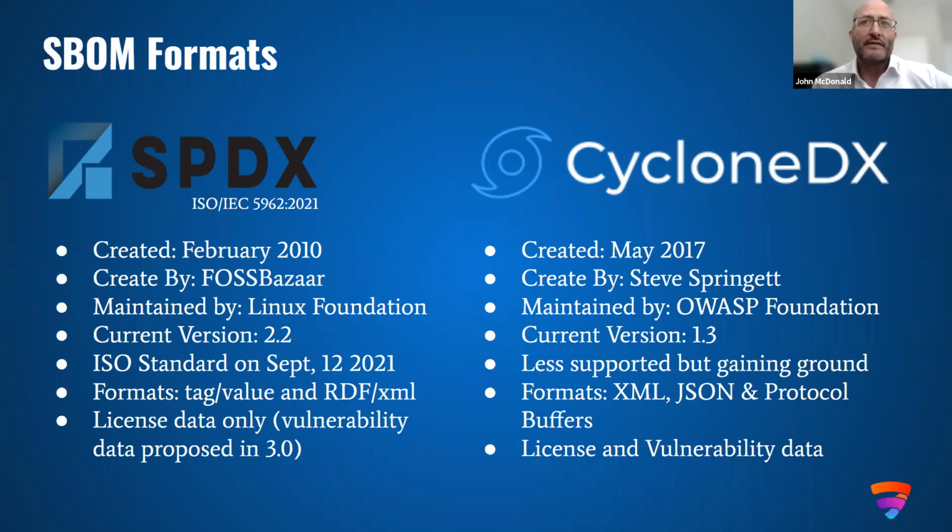CycloneDX was created in 2017 by Steve Springett and is maintained by the OWASP Foundation, who governs it today as a flagship product. It supports both license and vulnerability data and can be exported into XML, JSON, and even protobuf formats. There's a third, somewhat common format called SWID, or Software Identification Tagging. We won't go into the details of SWID here, but I'll post a link in the comments for everyone to see. As you'd imagine, there are also numerous proprietary formats for a software bill of materials employed by nearly every SCA vendor. We won't dive into those formats in this webinar because it's just beyond the scope of this context.